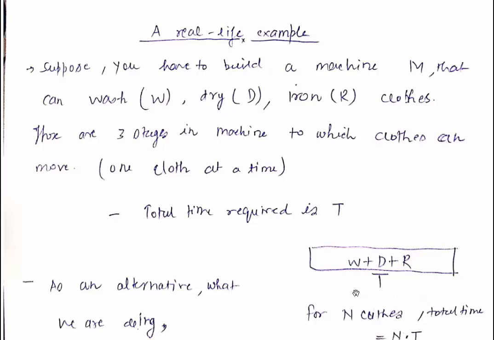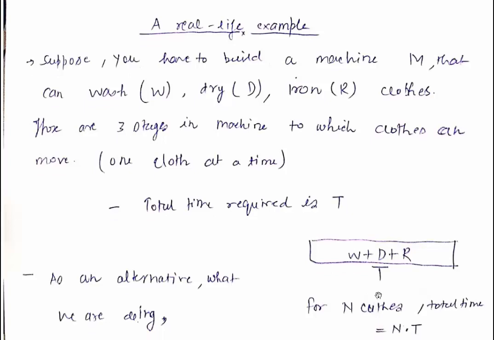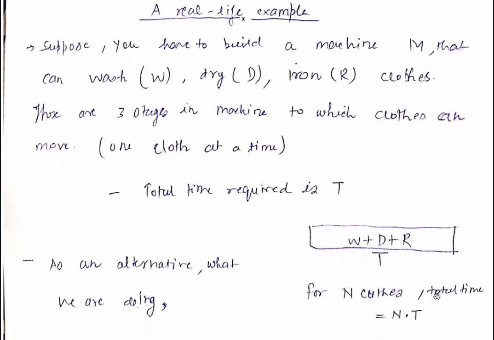What is the time for the non-pipelined fashion? Let's say one cloth takes t amount of time. If the one cloth takes w plus d plus r, that is total t amount of time to wash, dry and iron, and if you have n number of cloths, the total time would be n multiplied by t. So nt would be the total time.